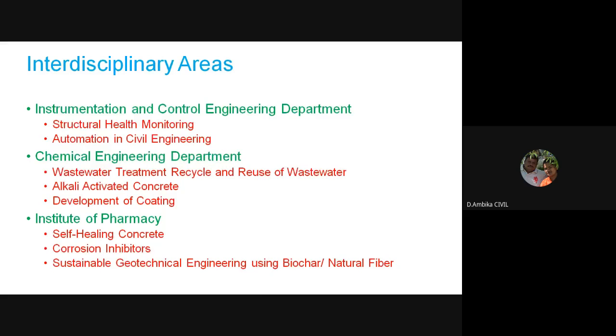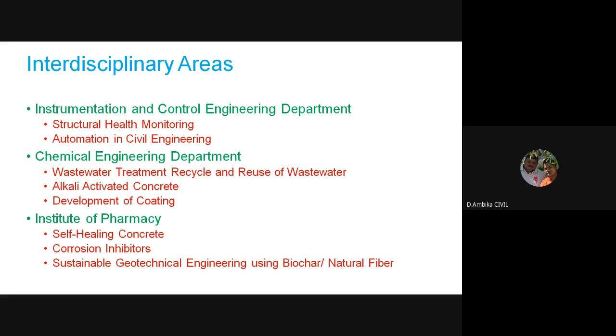So other than this, what can be the interdisciplinary area for doing research in civil engineering? It is not only materials. When you talk about composites, we get into the mechanical department. When we get into E&I, that is electronics and instrumentation and control engineering, we get into structural health monitoring by using PST sensors.